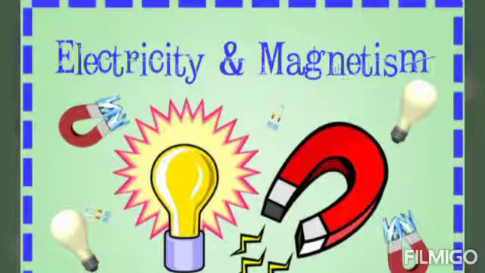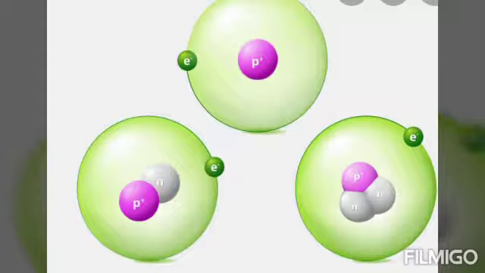Today we are going to see lesson number 4, current electricity and magnetism. Before we start with the topic, let me tell you what an atom is. An atom is the smallest particle of most substances.